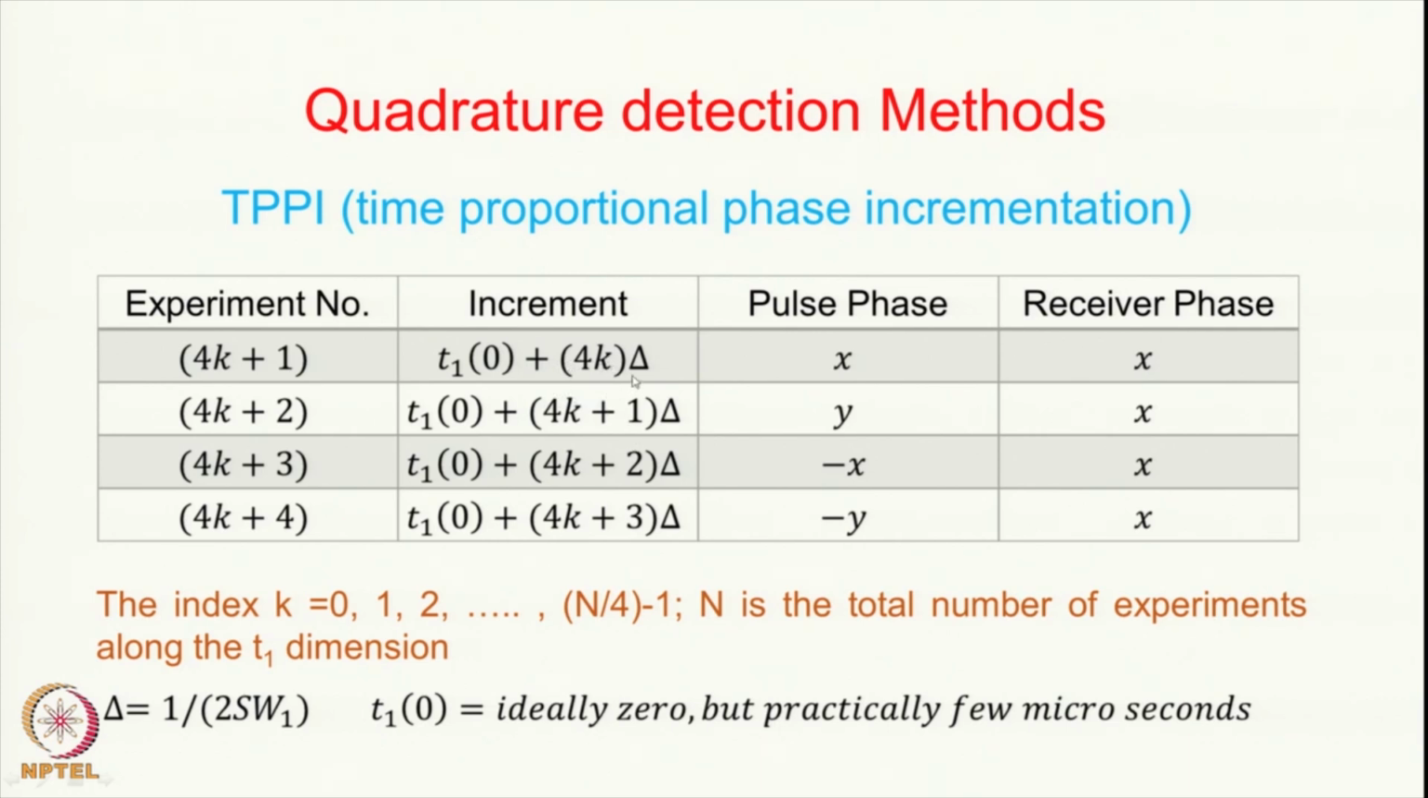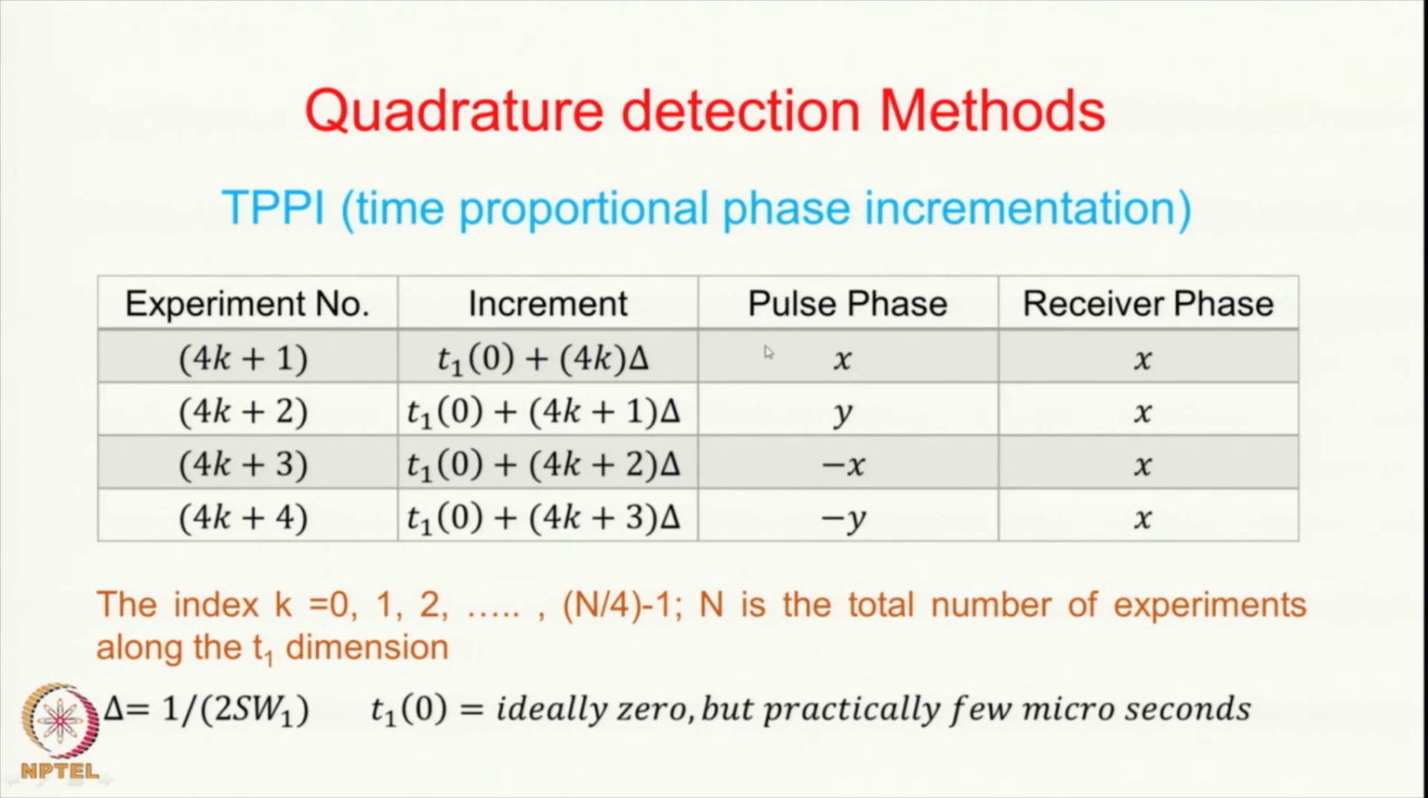And then when k is equal to 0, you have 4 experiments here. In the first experiment there is no increment, in the second experiment there is an increment of delta, in the third experiment an increment of 2 delta, and in the fourth experiment an increment of 3 delta. So across the 4 experiments, the increments go as delta, 2 delta and 3 delta. Now, along with that we also change the phase. When the increments are being given, we change the phase.